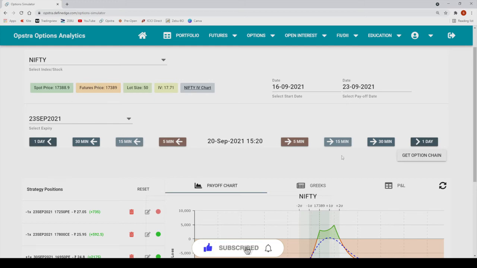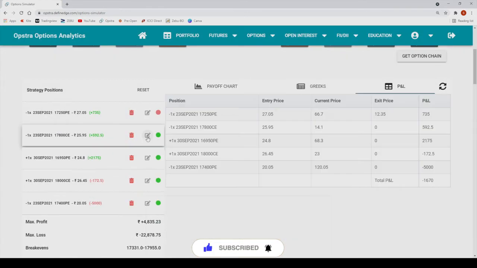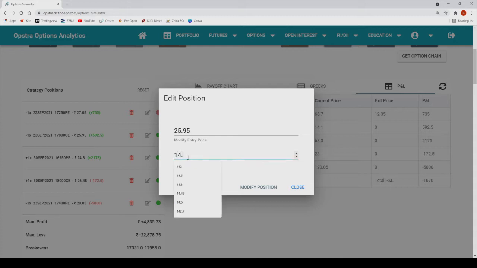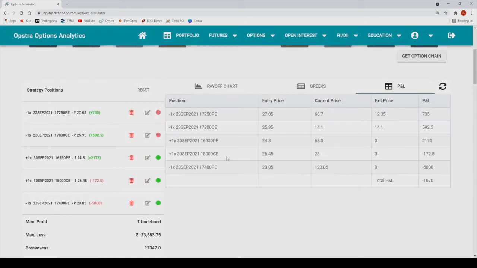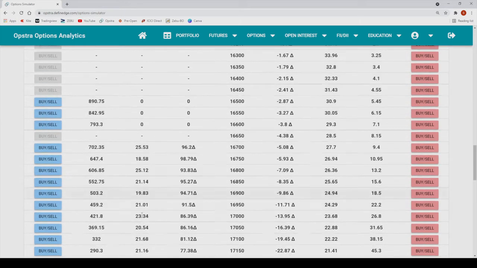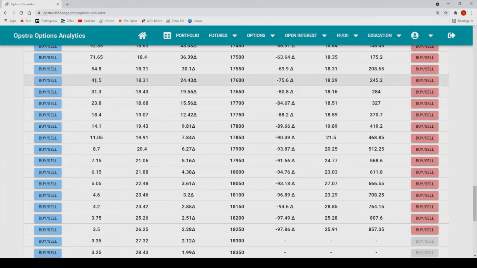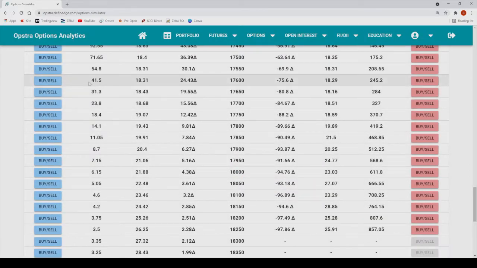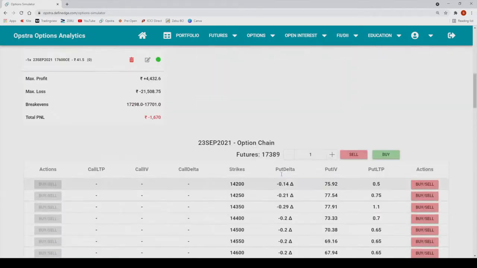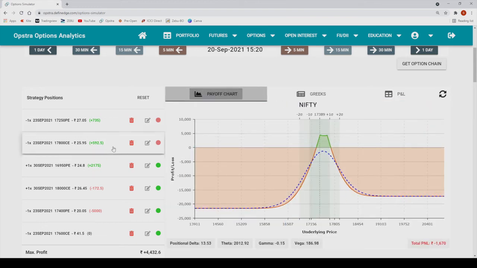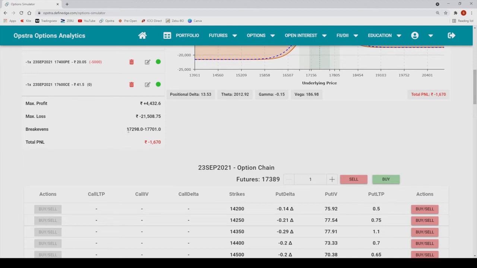So we are going to shift the call side. First we will close the call option. This is trading around 14 rupees. Open the option chain. So I am going to sell 17,600, which is trading around 41 rupees. Okay, so now what is the lower break even?